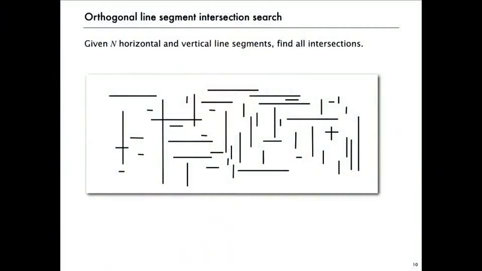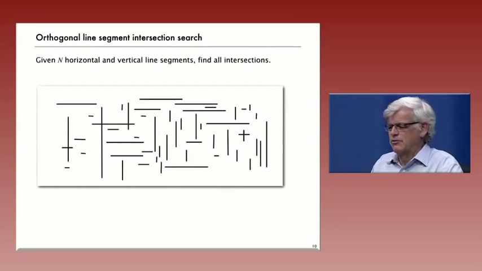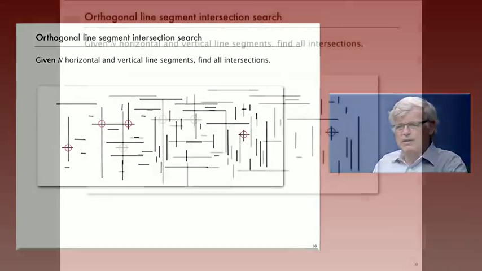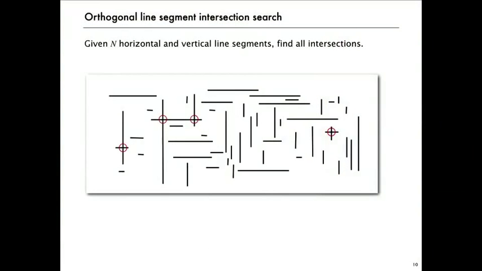So now let's look at a basic geometric data processing problem of determining intersections among a set of line segments. It's called the orthogonal line segment intersection search, where the line segments are constrained to be either horizontal or vertical. Suppose we have a large number of such line segments, and what we want to do is find all places where they intersect. As we'll see, this extends to a practical problem in a number of situations. In this case, there are 4 places where these lines intersect.